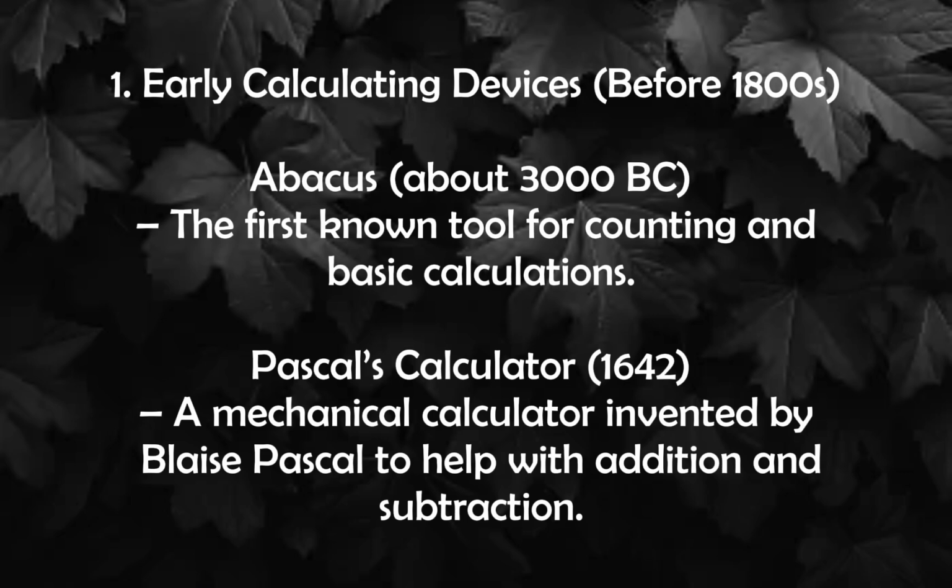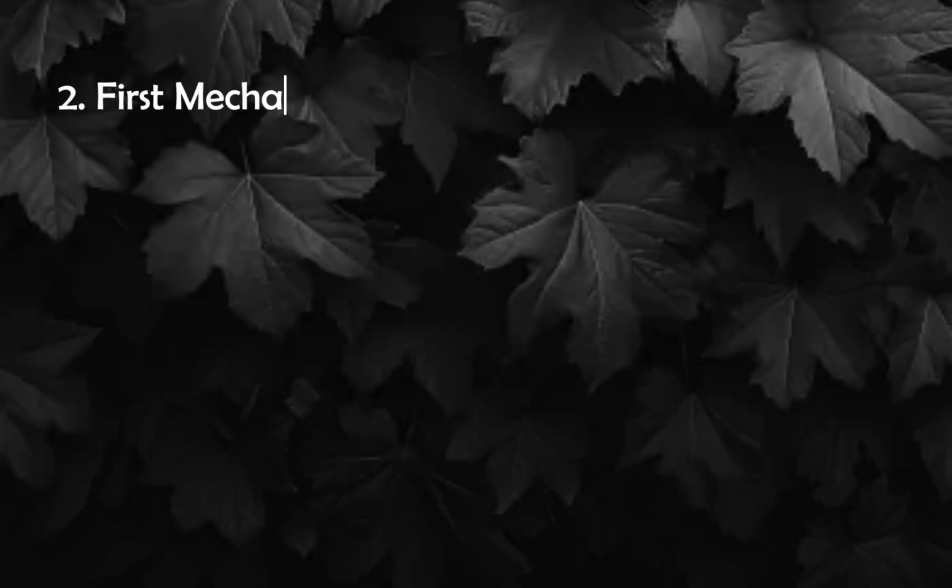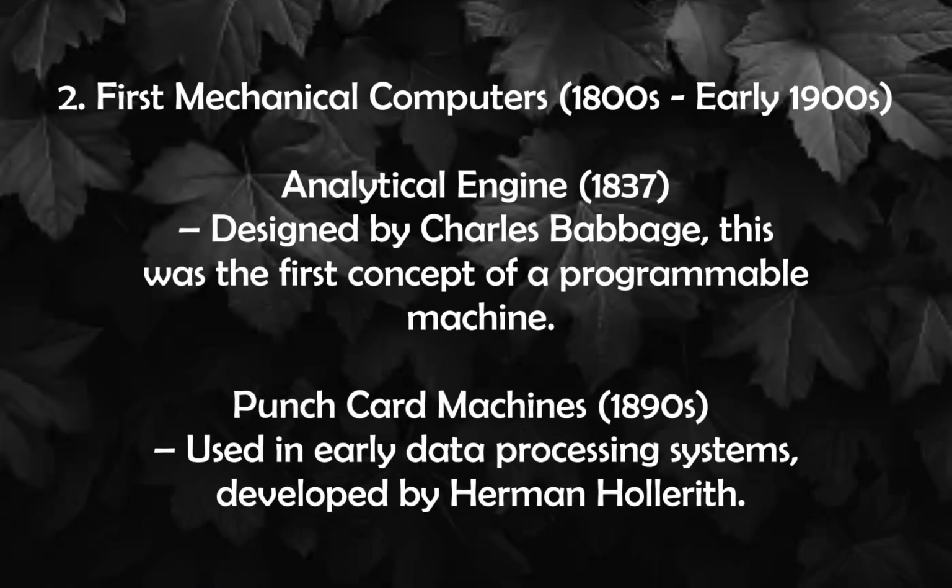The second one was Pascal's calculator, in 1642. It was a mechanical calculator invented by Blaise Pascal to help with additions and subtractions, as we have studied. And number 2 is the first mechanical computers, after Blaise Pascal's invention, which is around the 1800s, early 1900s, like after 1800 but before 1900. It was the Analytical Engine in 1837, designed by Charles Babbage. This was the first concept of a programmable machine.